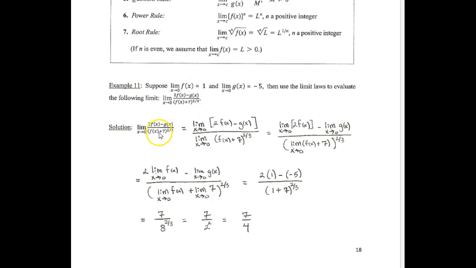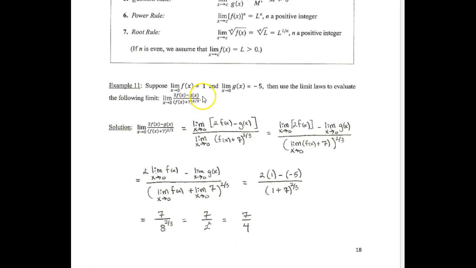Okay? All right, so basically the way to look at this is the overall thing I've got going on is a division here. So I take the limit of the numerator divided by the limit of the denominator. Then I can break up the numerator into its two pieces, 2f of x and g of x, take the limit of each, subtract them. And in the denominator, I can move the limit inside the power. So the limit of quantity f of x plus 7, all raised to the 2/3 power. Then again, I keep working my rules. In this one, I'm going to bring the 2 out front of this limit. And down below, I'm going to break this up into the limit of f of x plus the limit of 7. And then I just plug in all these numbers.